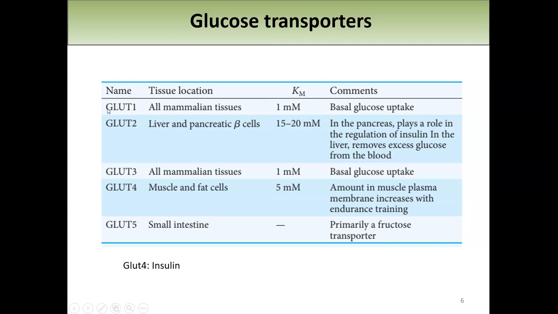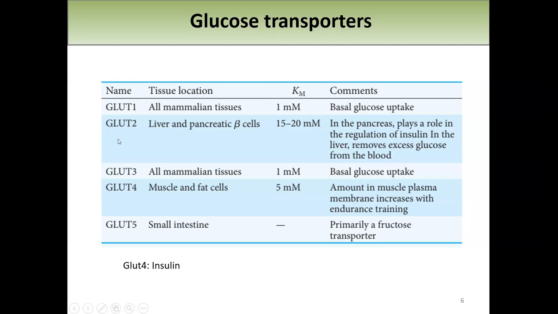For example, regarding GLUT1 and GLUT3, the Km is 1 millimolar, and the average level of blood glucose is 5 millimolar. Since the Km of these two GLUTs is lower than the average blood glucose level, they take up the glucose even when the glucose is not high in the blood. That's why these two GLUTs guarantee the uptake of glucose to all the cells of our body, although the glucose level is not very high, because their Km is lower compared to the average blood glucose level of 5 millimolar.